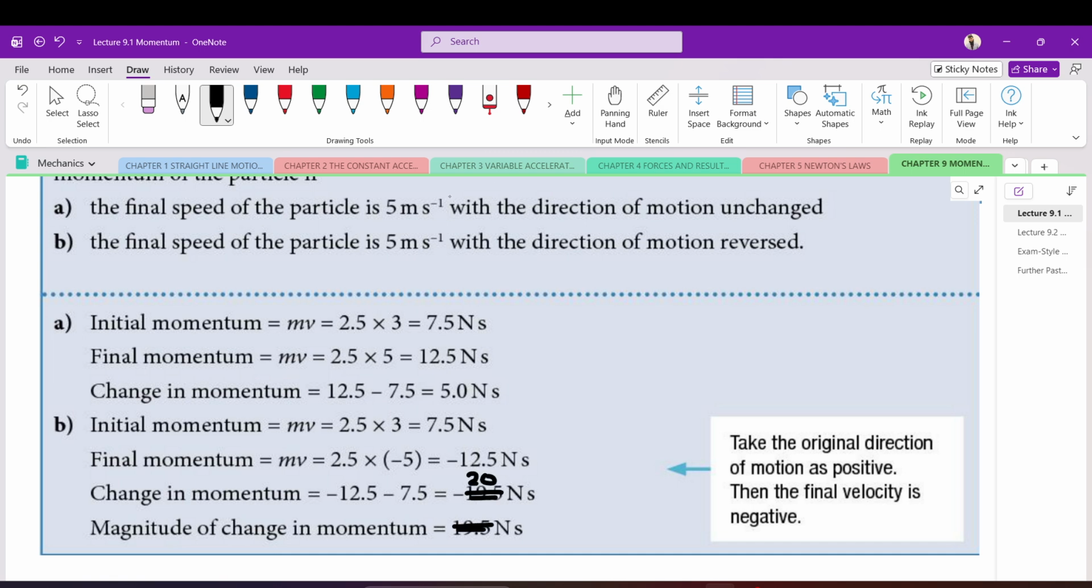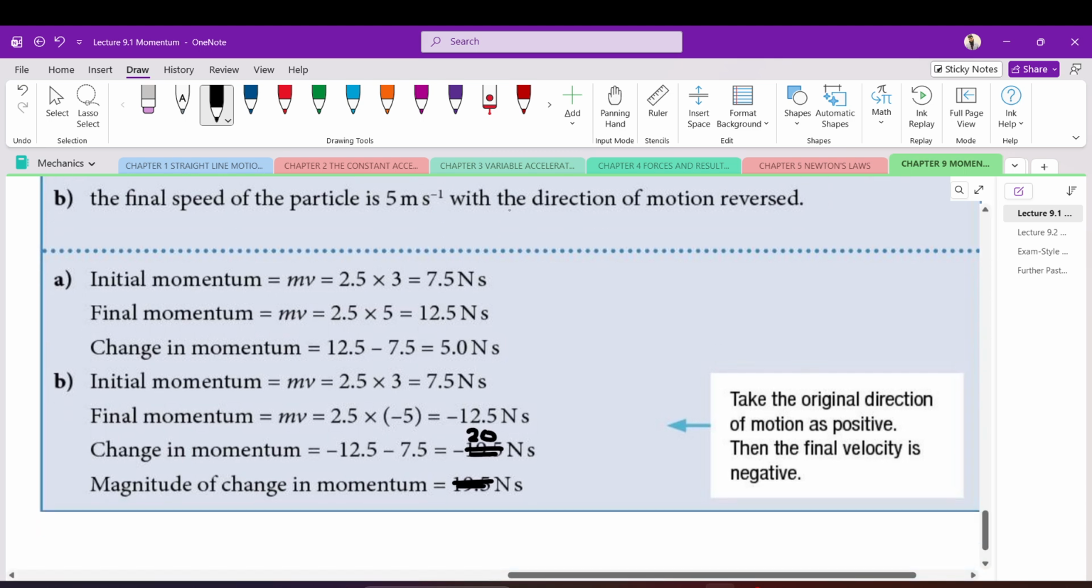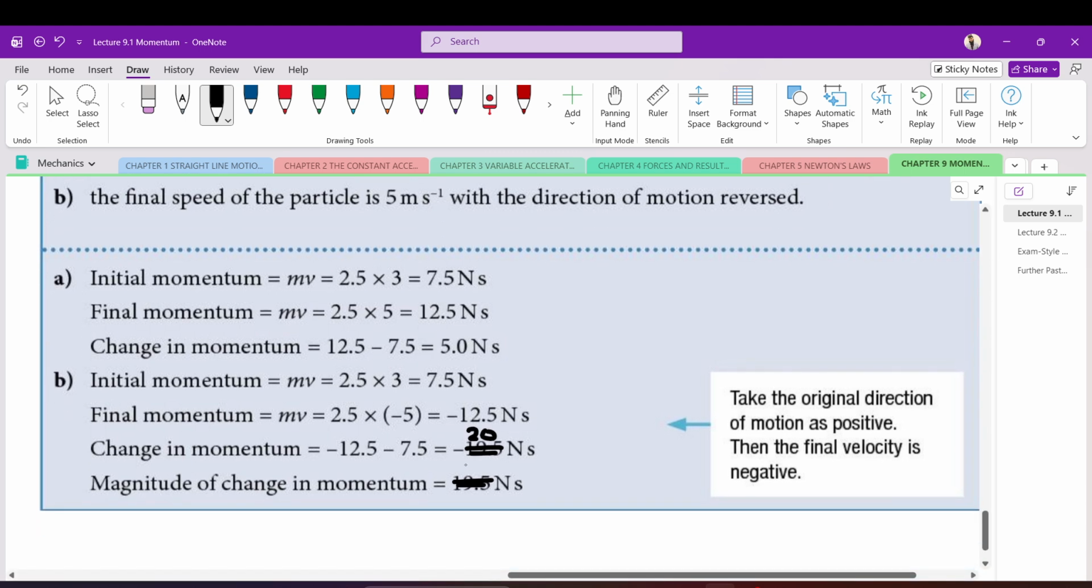Because they asked you about the magnitude, we do not give the minus sign. We will only say 20 Newton seconds.